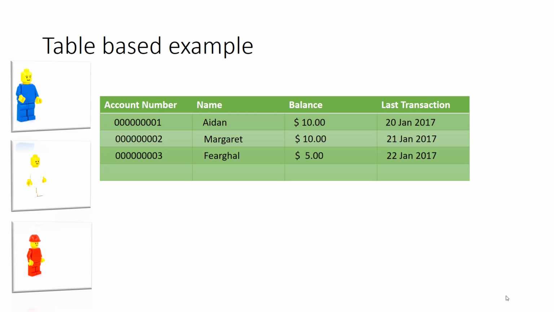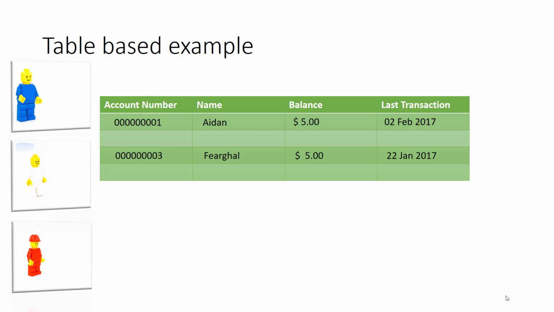Let's imagine then on our second day that Aidan comes along having seen what Fergal has bought and decides that he would also like that, and he then withdraws $5. Margaret, having seen the way that this bank is being run, decides that she'd rather not have anything to do with it and withdraws her whole amount and closes her account. And there you can see how this looks at the end of the second batch of transactions.